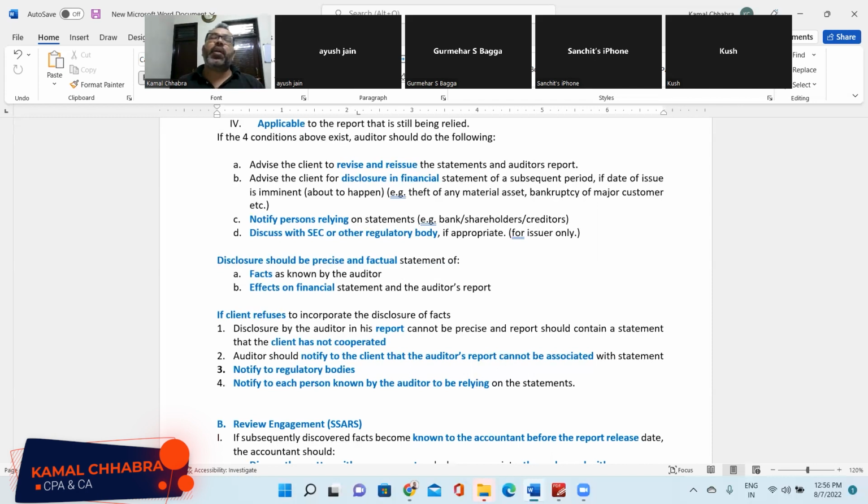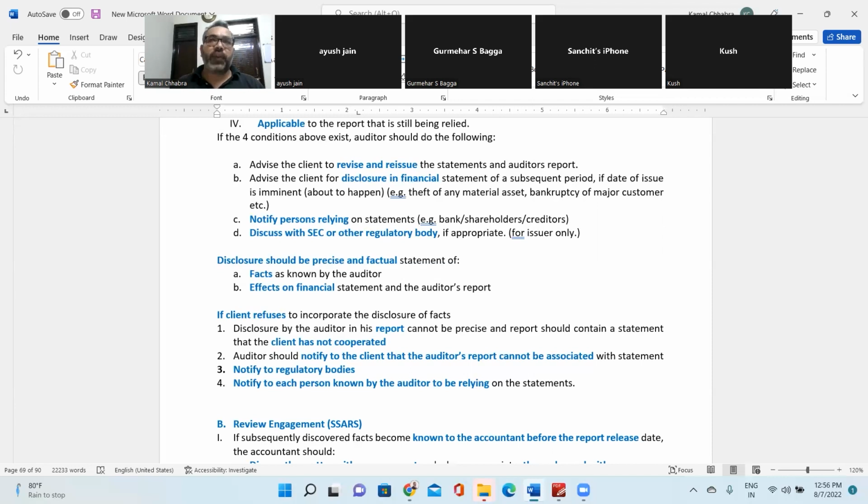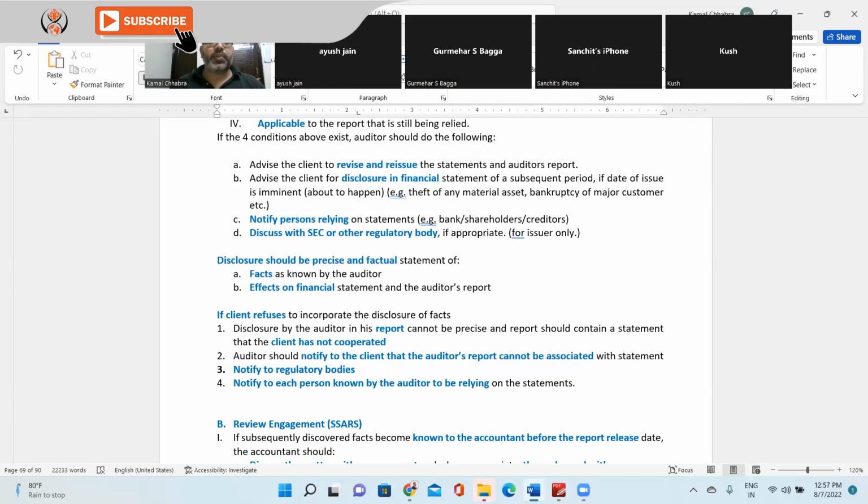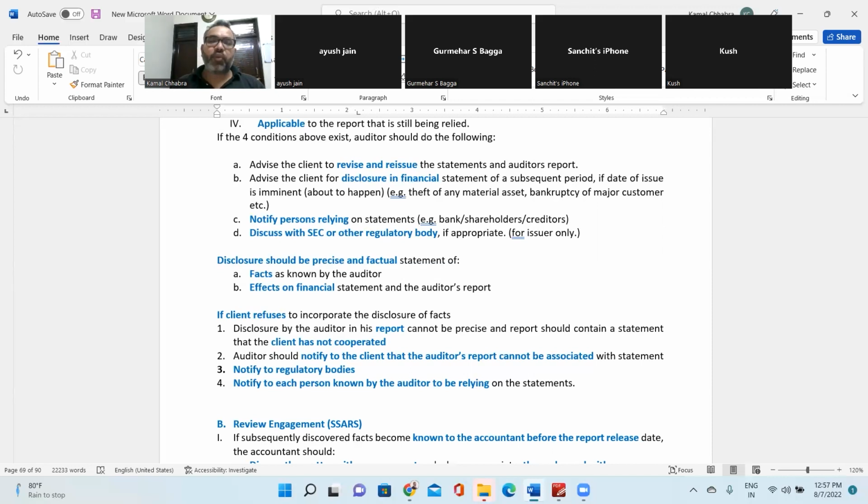Third, notify the persons relying on the statement. For example, if the original report has already been issued and subsequently you get to know certain facts, it is your responsibility to notify the persons who are relying on the statement. Your audit report and financial statements are not true based on the subsequently discovered fact that has come to your attention. So it is your responsibility to notify all those parties whom you know would be relying on the financial statements you have signed, like a banker, shareholder, or creditor.